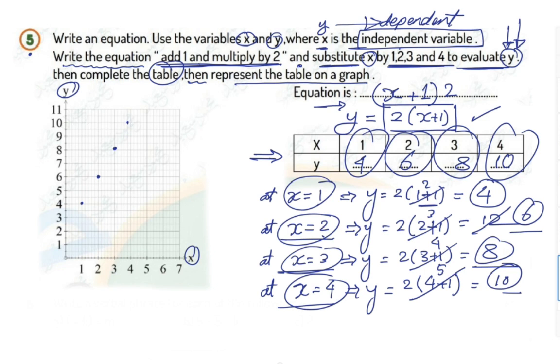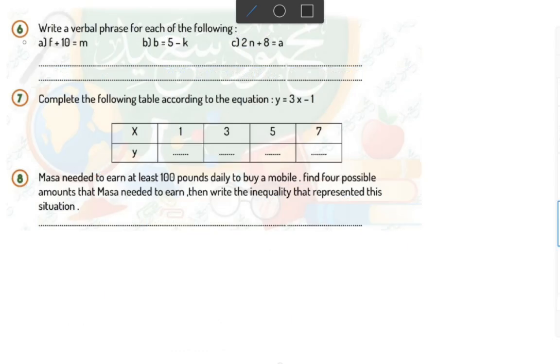Now you have 4 points. To complete your graph, just use your ruler to make the line of the equation, starting from the first point, ending with the last point, like this line. Now you finished this question. Let's continue. Number 6.